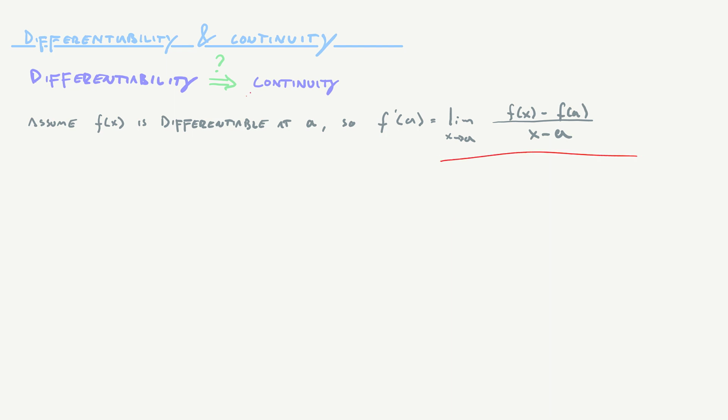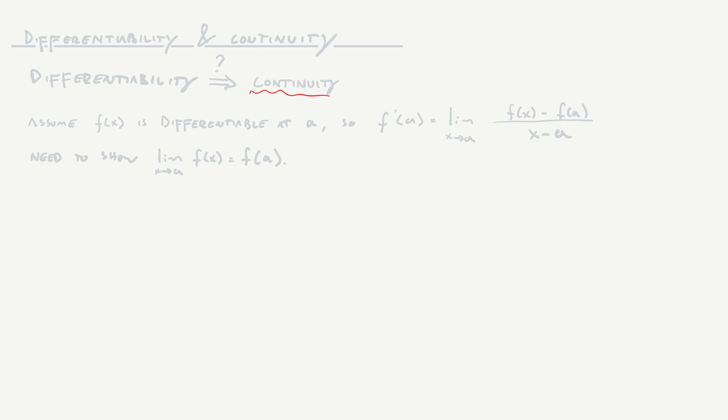Now, if we want to show continuity, we need to show this. We need to show that the limit as x approaches a of f of x is equal to f of a, which means that there's no removable discontinuity or something like that, right? The values that we're approaching from the left and from the right, whatever they're approaching, the thing is actually that particular value. That's what makes it continuous. That's what this is saying.